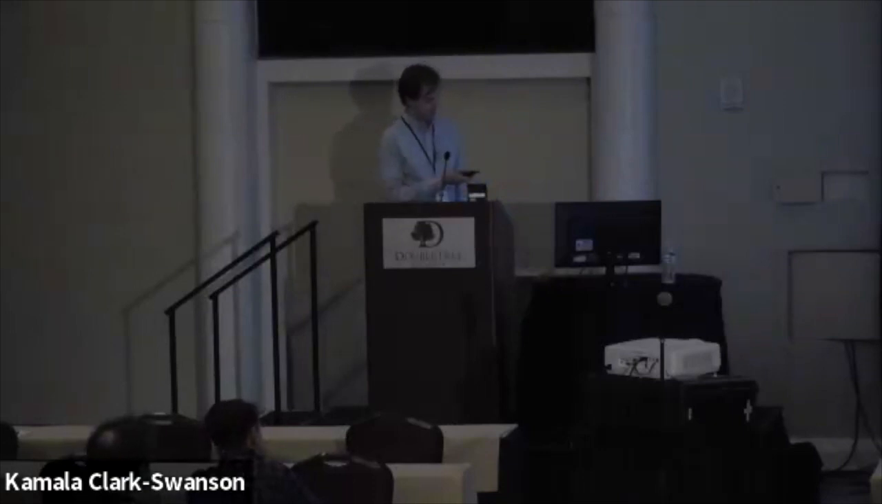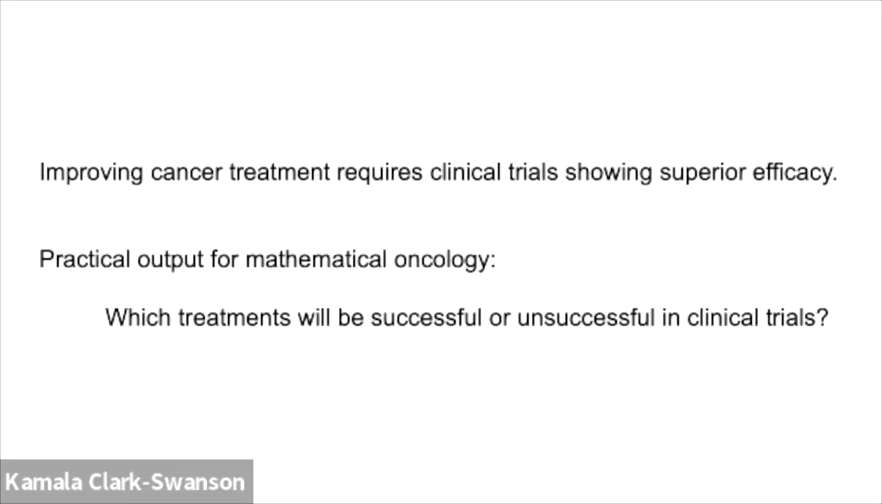Thank you for the invitation to present here today. Right, so yes, I'm Adam Palmer at UNC, and developing better cancer treatments at the end of all of the research requires a human clinical trial to show improved efficacy in a population of patients. So a really practical output for mathematical oncology then is methods that could identify which treatments will be successful or unsuccessful in clinical trials. And I will present methods to address this question in the specific case of drug combinations used to treat advanced cancer.